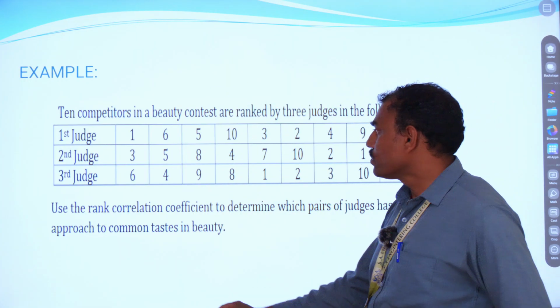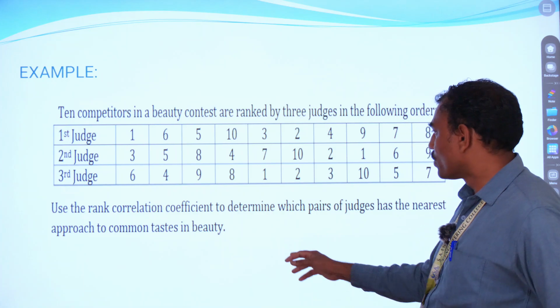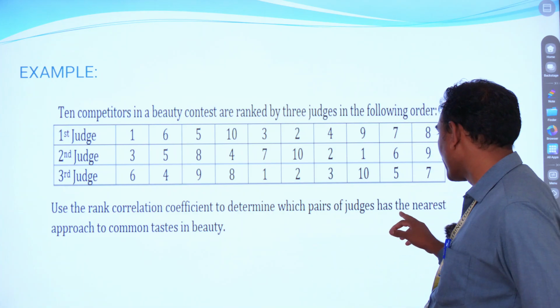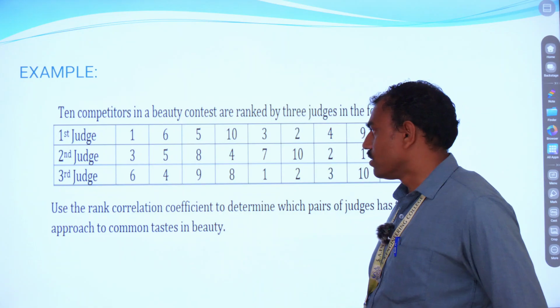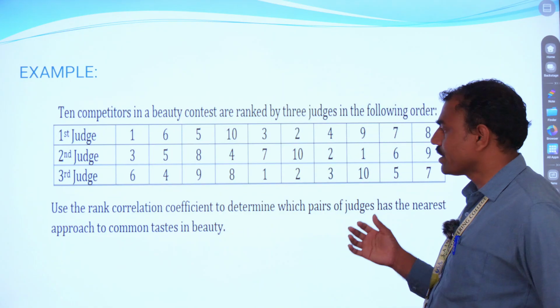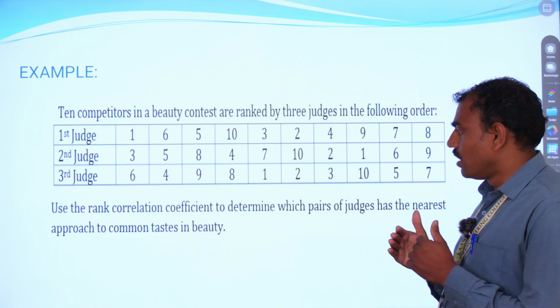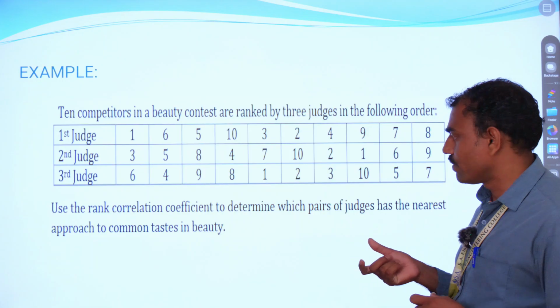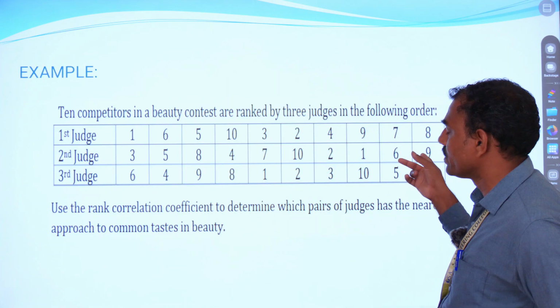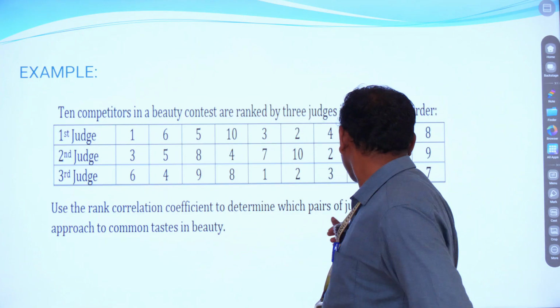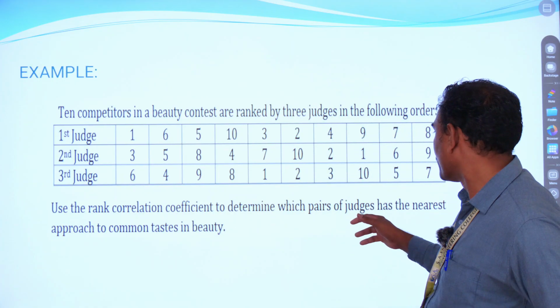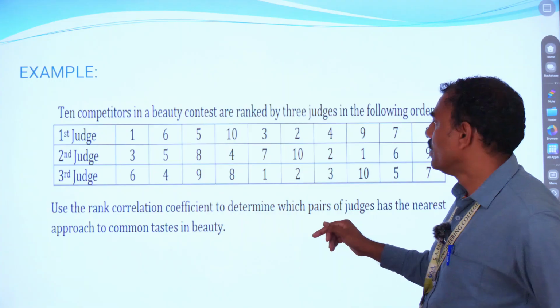Use the rank correlation coefficient to determine which pair of judges has the nearest approach to a common taste in beauty. The pair with the positive correlation value has the best common taste in beauty.